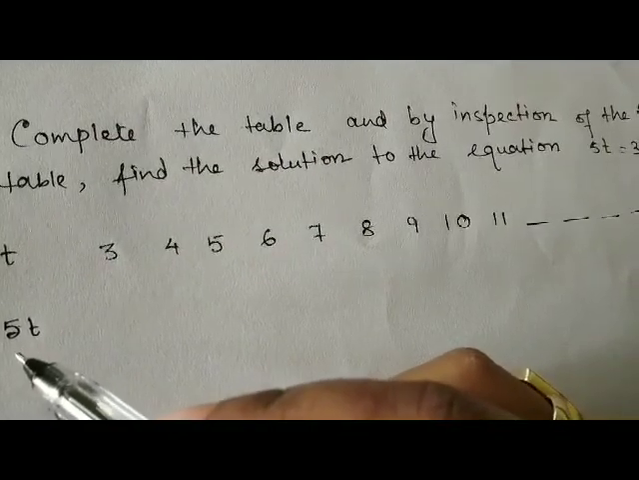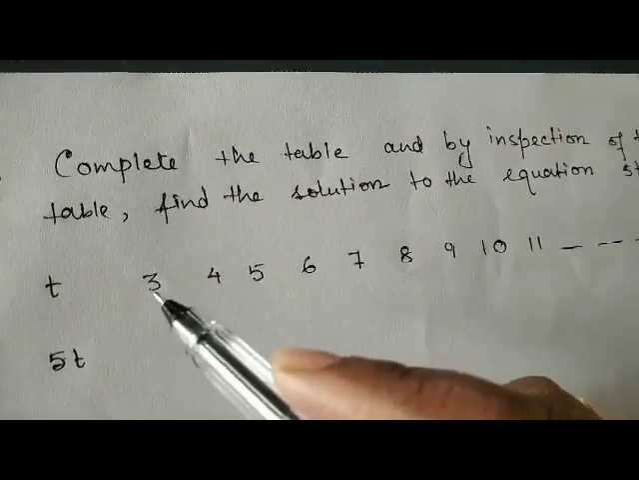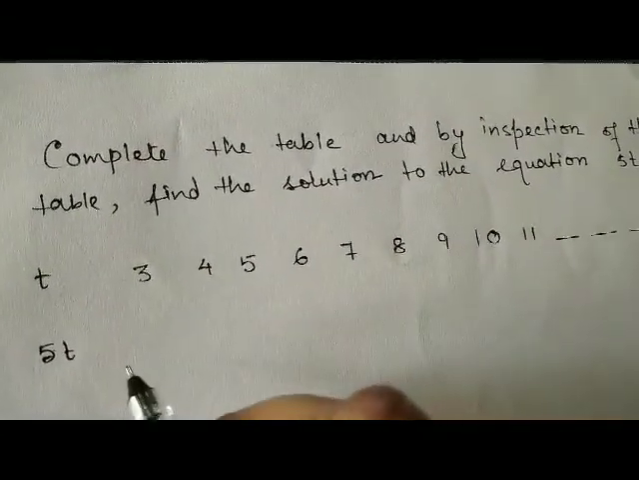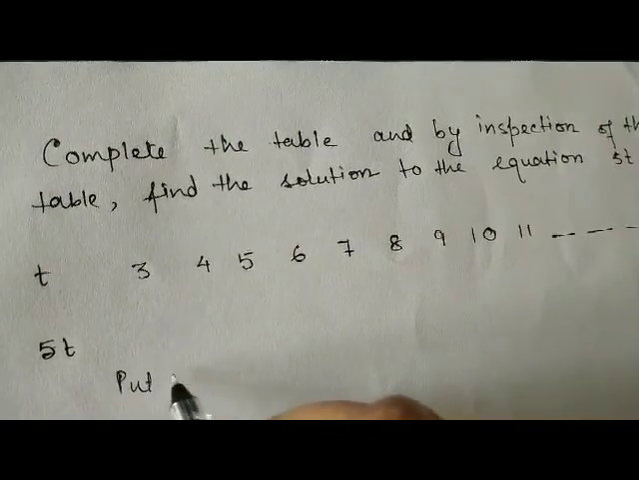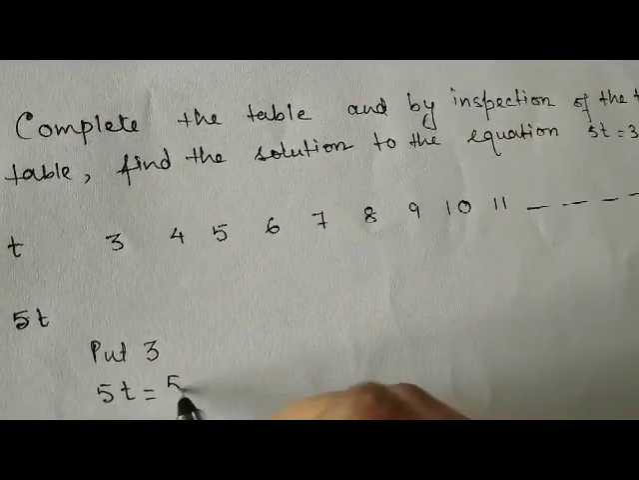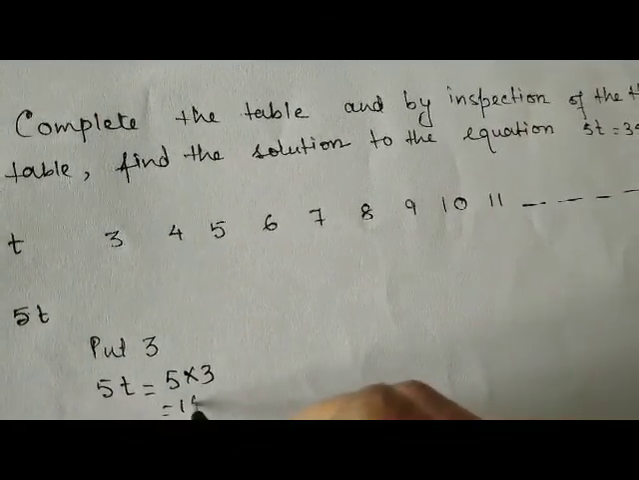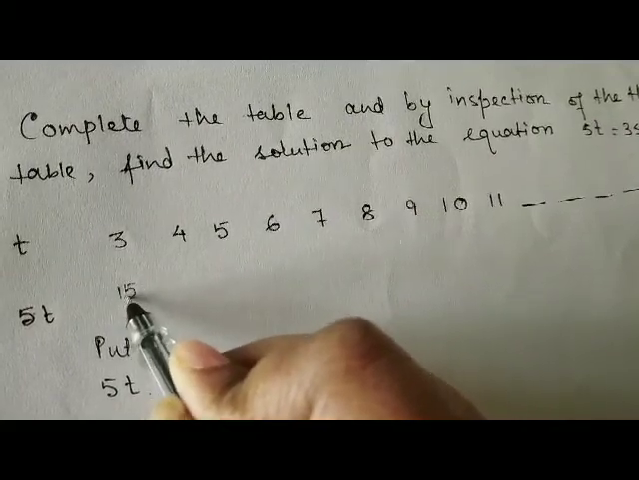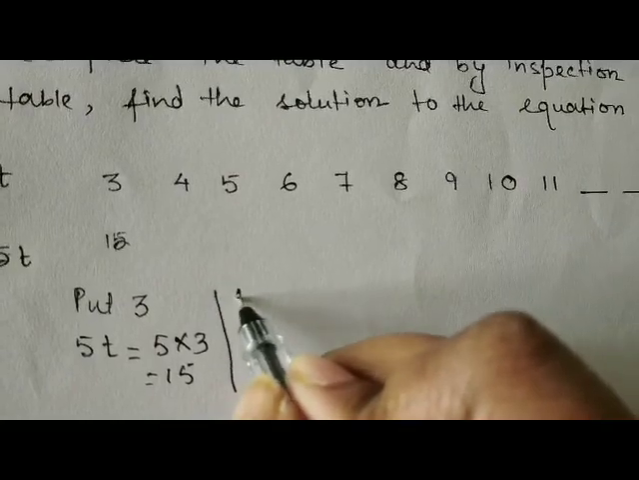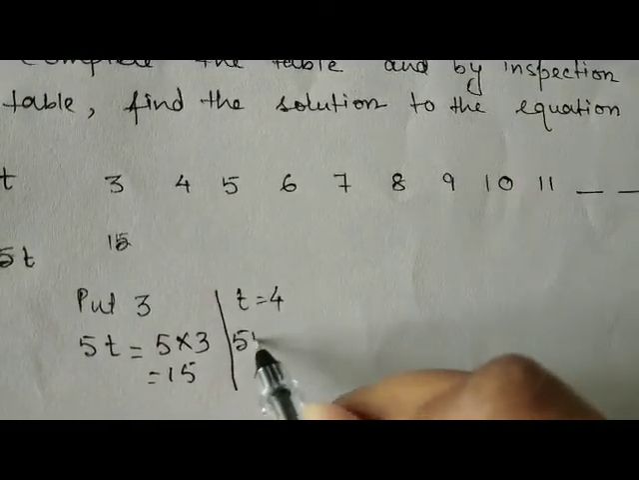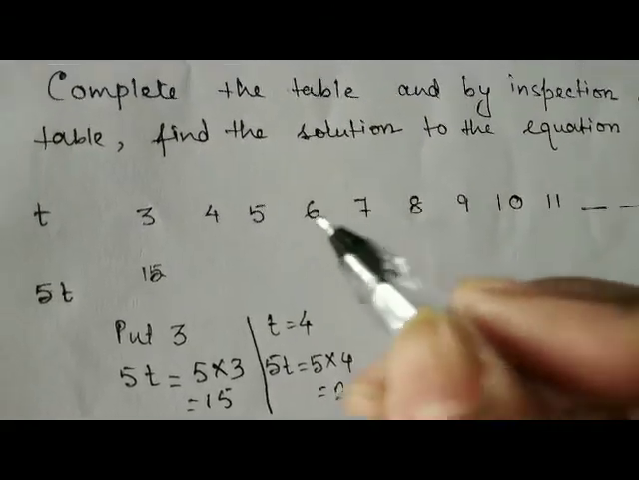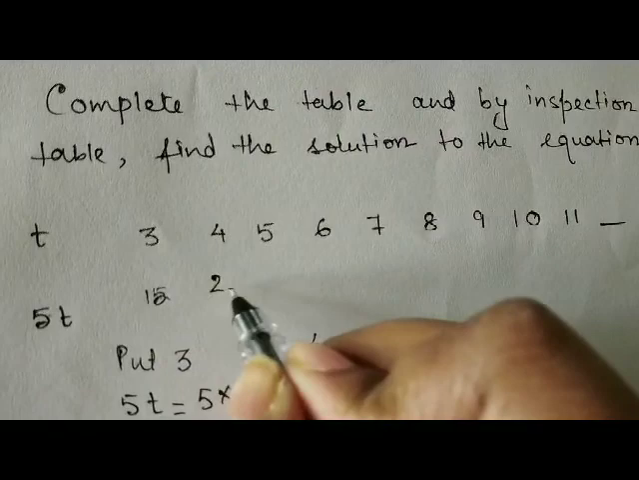Now 5t means 5 into t, and in the first one we have 3 in place of t, so we will put 3 in this 5t. So 5 into 3 is 15. So here we will put 15. Now we will put t is equal to 4. So 5t will be 5 into 4, which is 20. So here we will put 20.